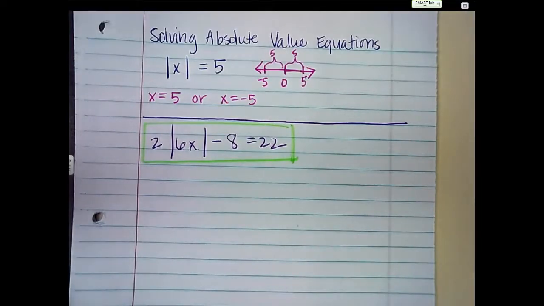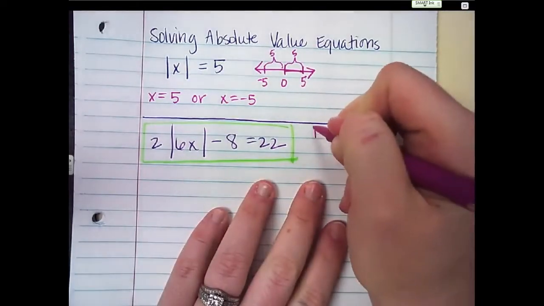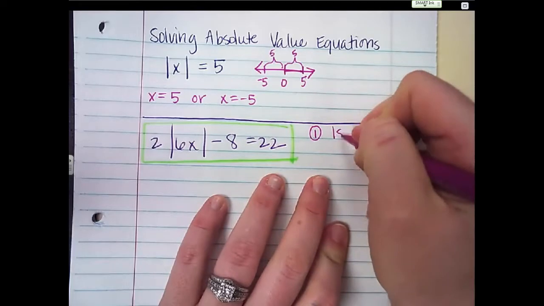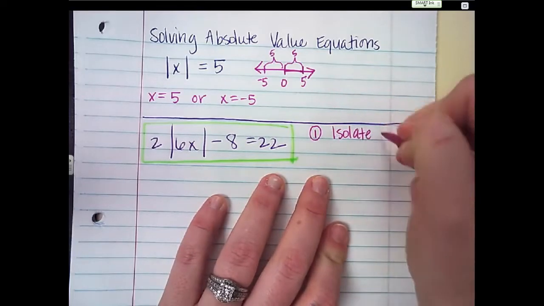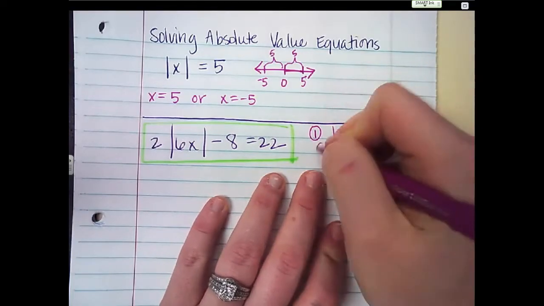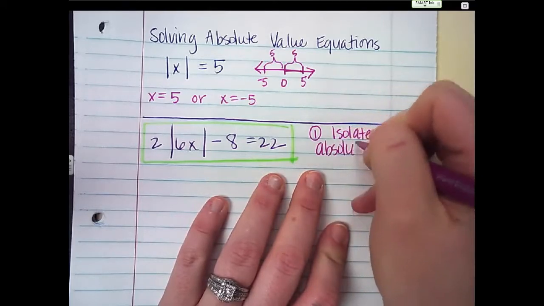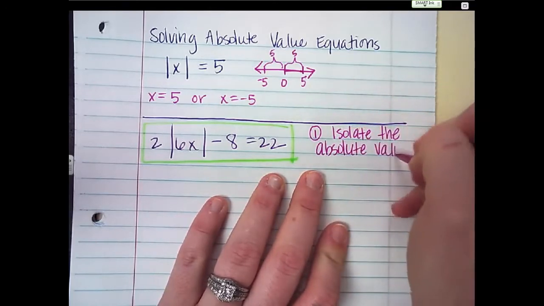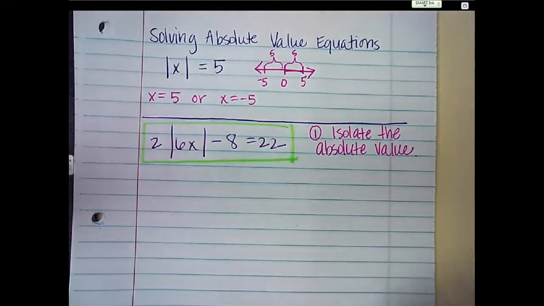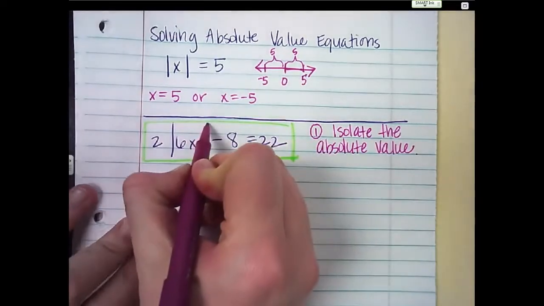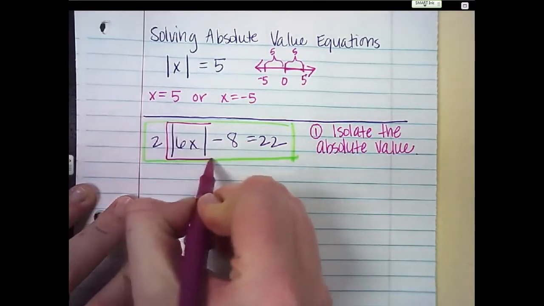So I'm just going to do the steps off to the side right over here. So the first thing you want to do, isolate the absolute value. So what does that mean? You want to get the absolute value completely by itself on the left-hand side. So the absolute value is this whole thing.